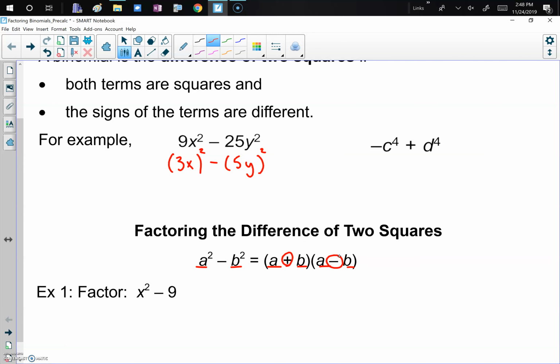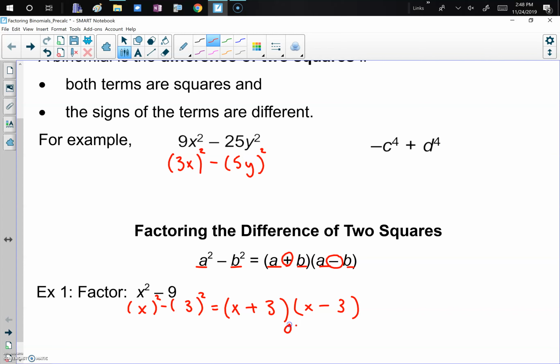So for example, if I have x squared minus 9, this is the difference of two perfect square values. The first term is just x being squared. The second term is just 3 being squared. So in this instance, using my factoring pattern, I know my factors are going to involve x and 3. And the signs between those two terms will involve one being positive and one being negative.